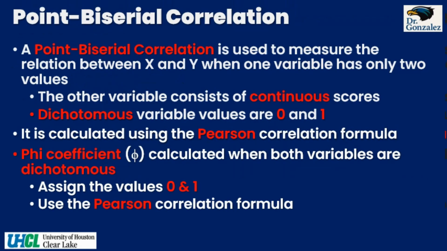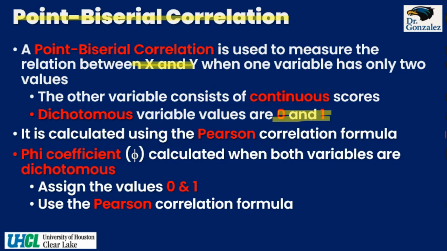So another alternative to a Pearson's correlation is what's called a point biserial correlation. And we use those when we are measuring the relationship between x and y when I have a dichotomous variable for one of my variables. Either x or y is dichotomous. And dichotomous means there's only two options, and those options are 0 and 1.